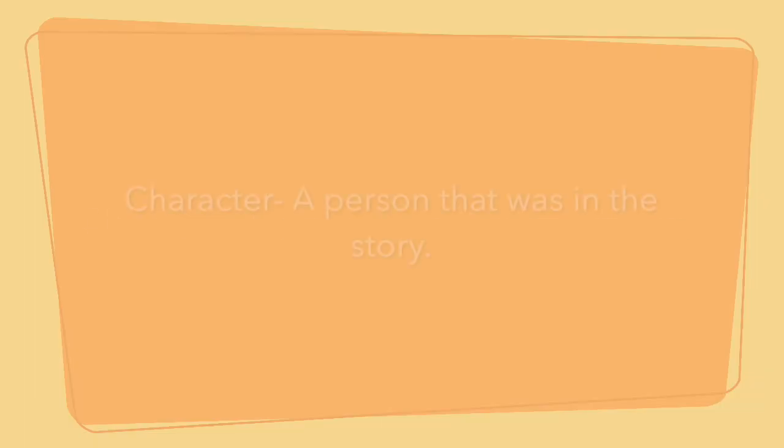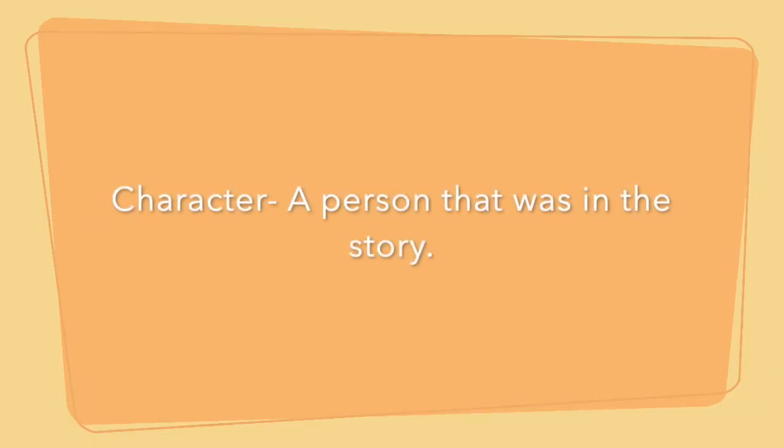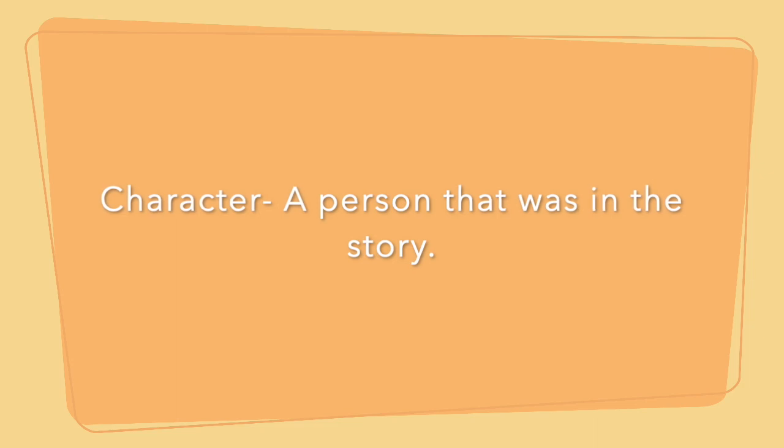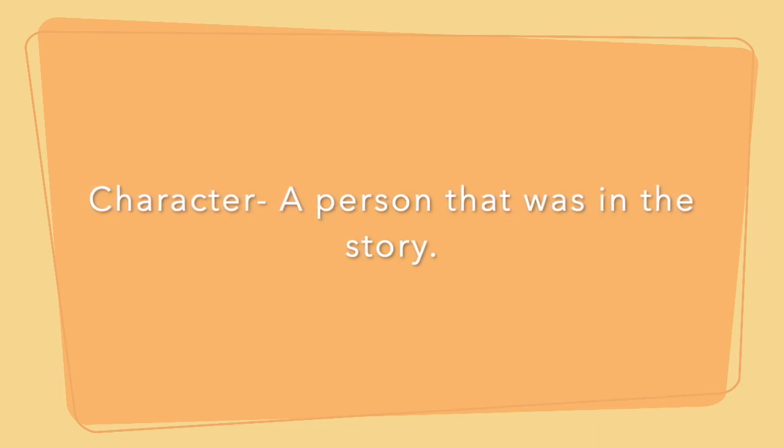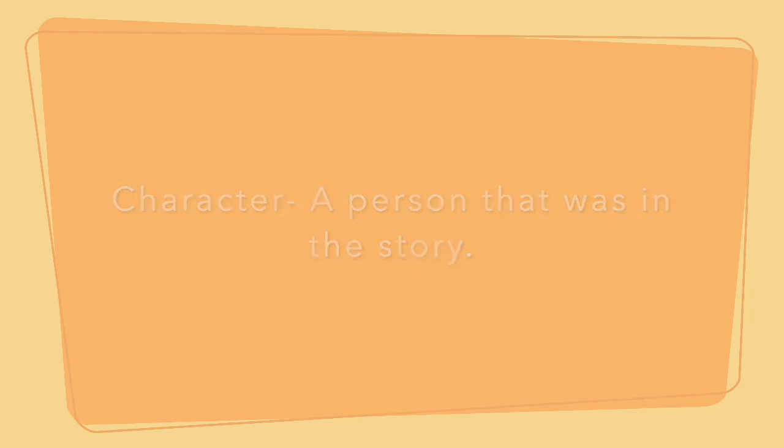This week we're going to go over what a character is, what setting is, and what events are. As always, in your writing, we're including characters, settings, and events. I'm going to go over what these mean. When I say I want you to include characters, I want you to include people that were in your story. This could be your mom, your brother, your sister, yourself. I just want you to tell me who was in your story.